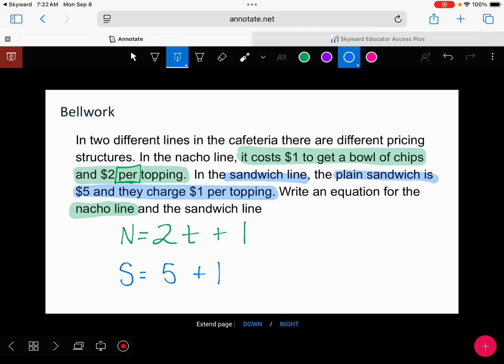I could do 1t. Well, you know, cheese, it's $1. Lettuce, it's $1. They're charging me for lettuce. Tomato, $1. Onion, $1. The more things I add, the more it's going to cost. So it's going to cost more if I do it like that. It is 100% okay to write it in this order.